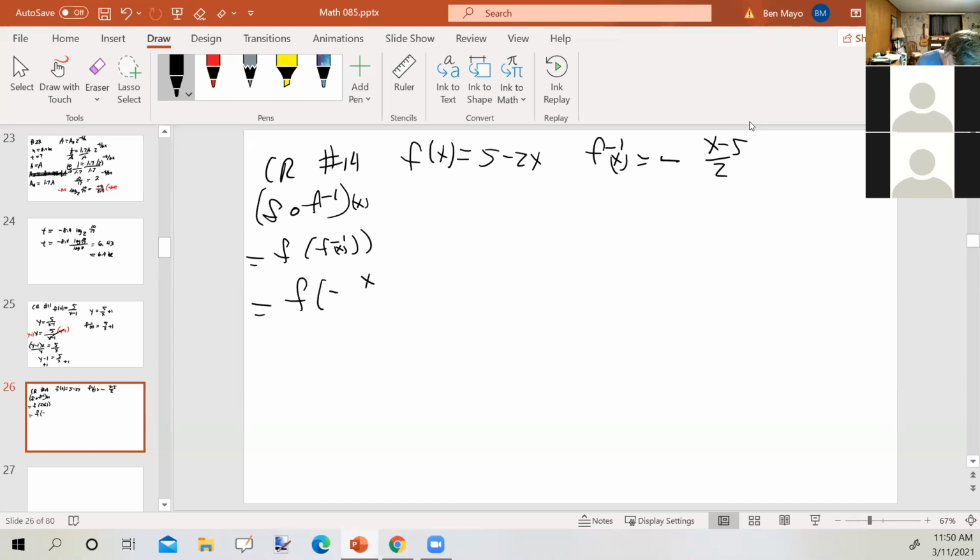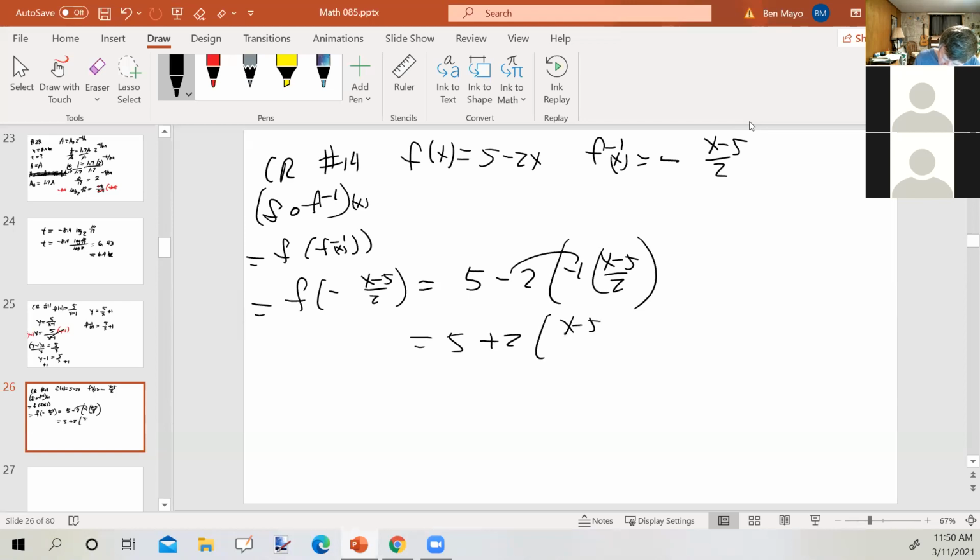Okay, so f composed with f inverse of x would be f of f inverse of x would be f of negative the quantity x minus 5 over 2, which would be 5 minus 2 times the quantity negative x minus 5 over 2. Okay, now let's see, that would be 5. And this negative out here is kind of like a negative 1 times the whole thing. So I'm going to get plus 2 times the quantity x minus 5 over 2. You okay with that step? But now distributing the 2, or in fact, just reducing it down, and we get 5 plus x minus 5, and we get x. So we're halfway done.